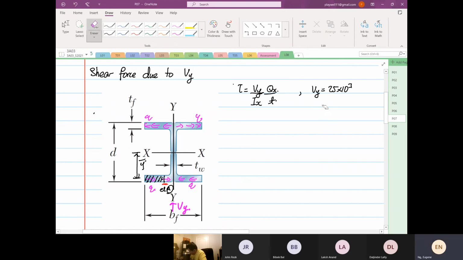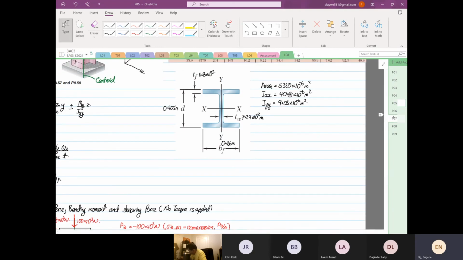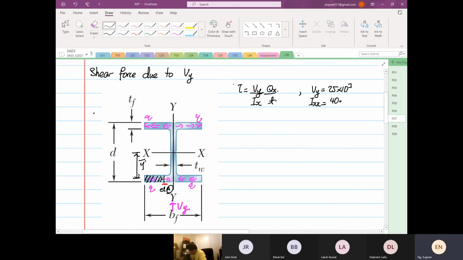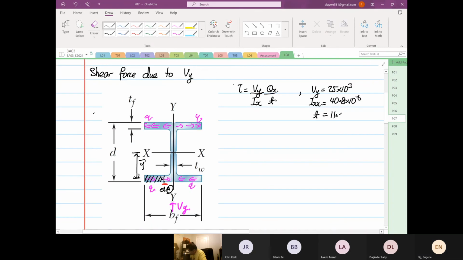Okay, so the Ixx is equal to 40.8 times 10 to the power minus 6. And the thickness corresponds to 11.8. So this is meter, this is Newton, this is meter to power 4.